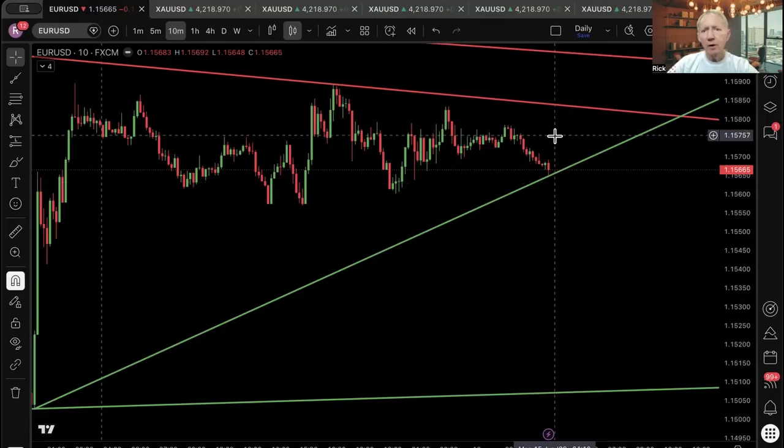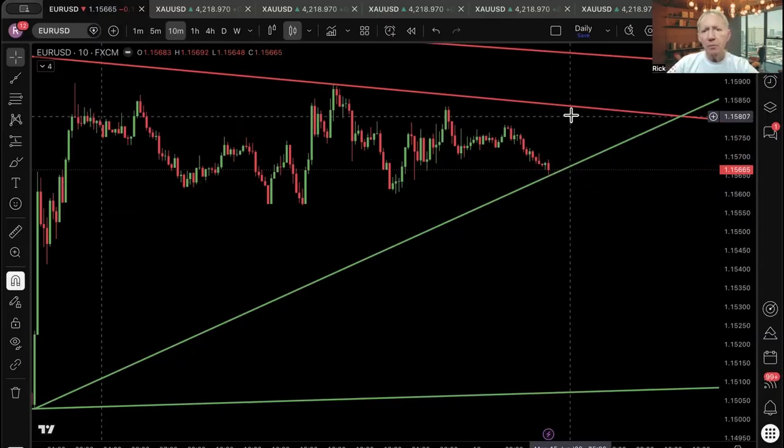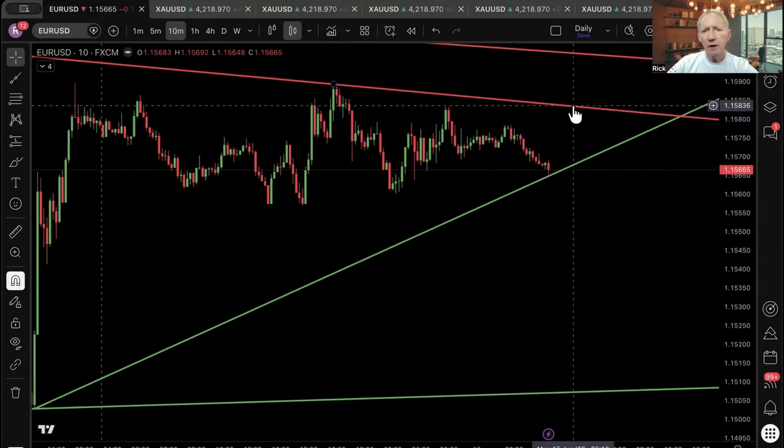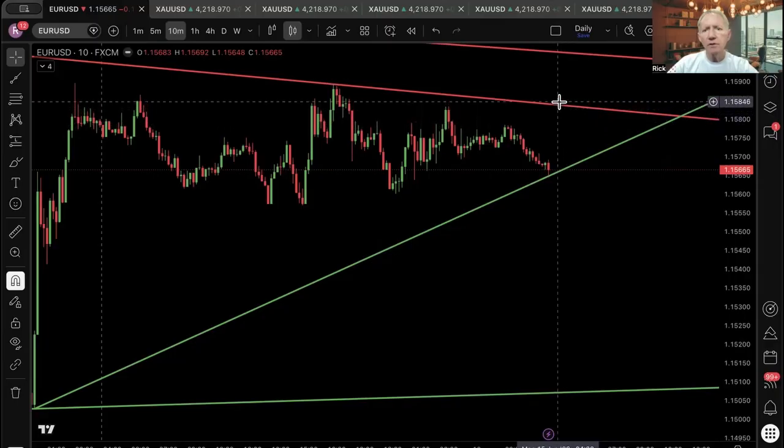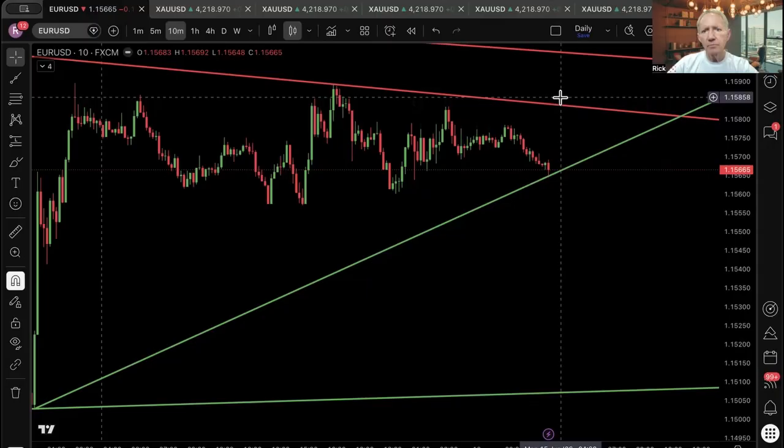All right, now what if it starts to move up and then breaks above my red trend line and closes above my trend line? Always wait for the candle to close. If it breaks above and closes above my red trend line, I go long. I take a buy trade. And it's as simple as that. All right, so that's your entry.